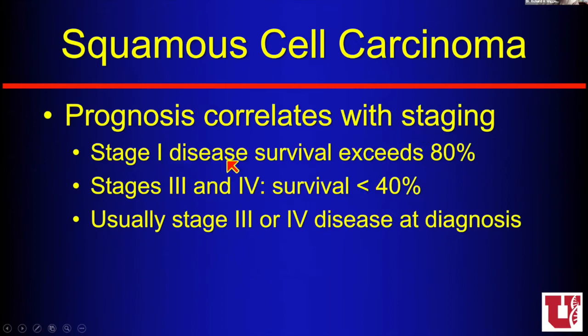If somebody's a low stage, stage 1, disease survival is greater than 80%. So that's very good. The problem is that stage 3 and 4 is very bad. It's less than half. And patients are usually already stage 3 or 4 when they present. So when patients show up, they're more frequently at a higher stage. People can ignore pathology for a long time before they go see a doctor, it turns out.